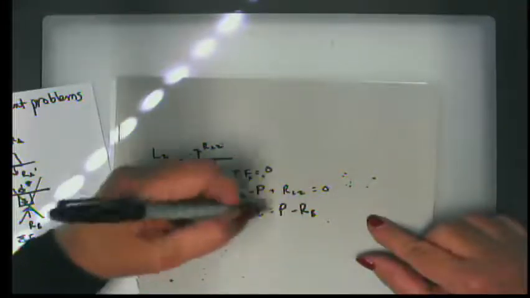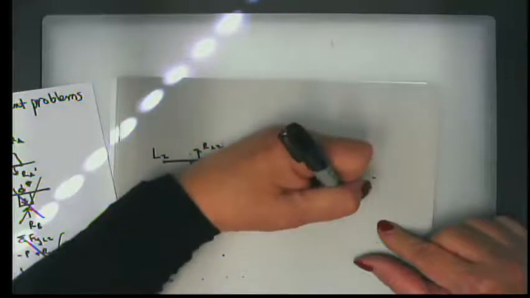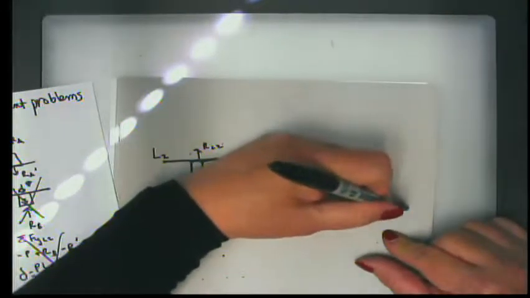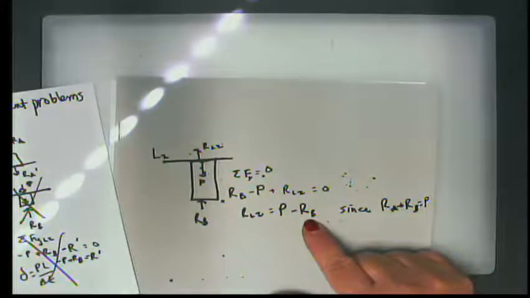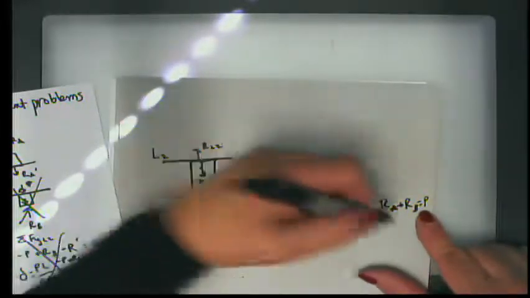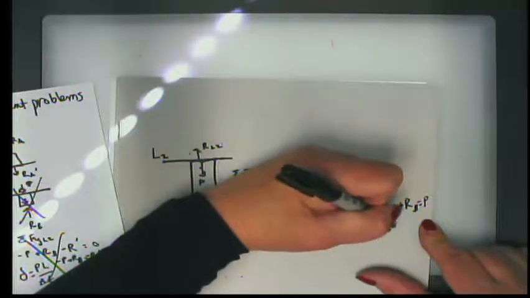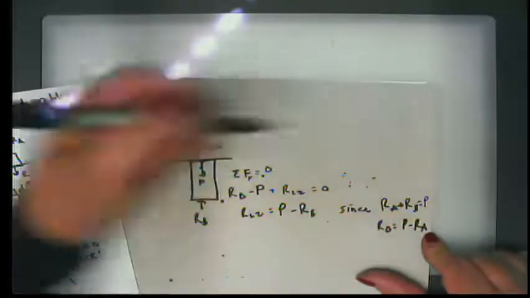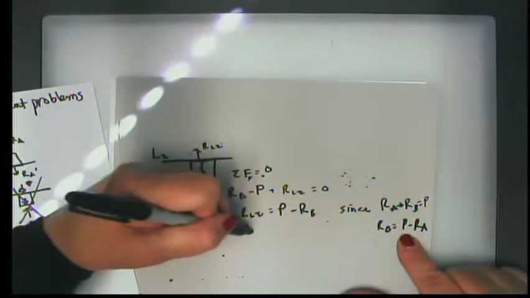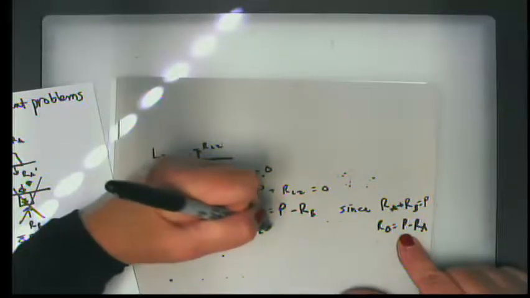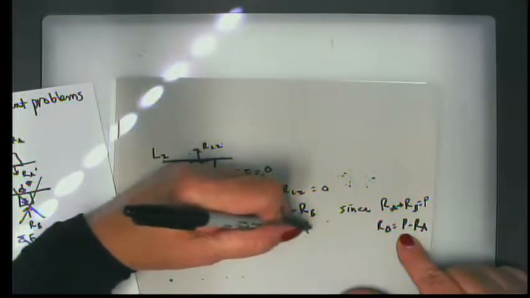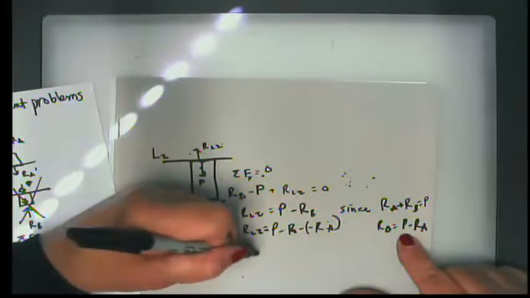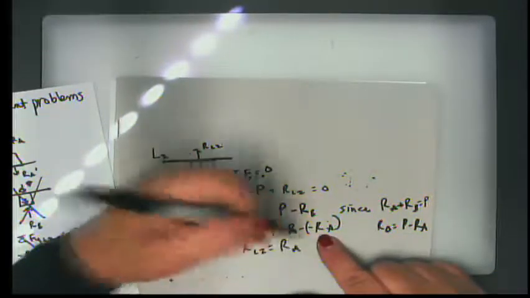Okay? Now, if I look at my original equation right here, I can see that R sub B, since R sub A plus R sub B equals P, I really don't want this variable because I already have an R sub A in my first equation. So I want to substitute, so I can say R sub B equals P minus R sub A. So I can then say that R sub L2 is equal to P minus P minus a negative R sub A, or R sub L2 is equal to R sub A.